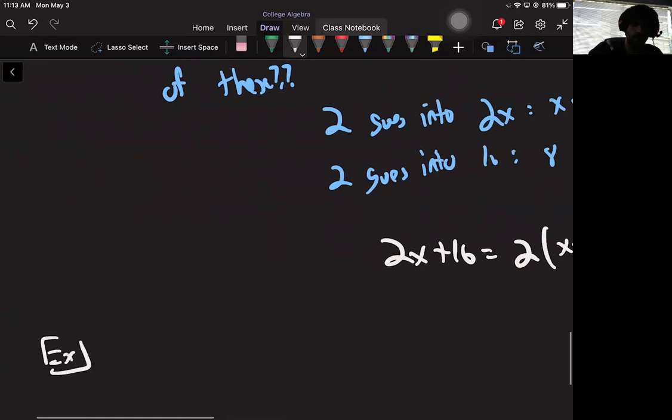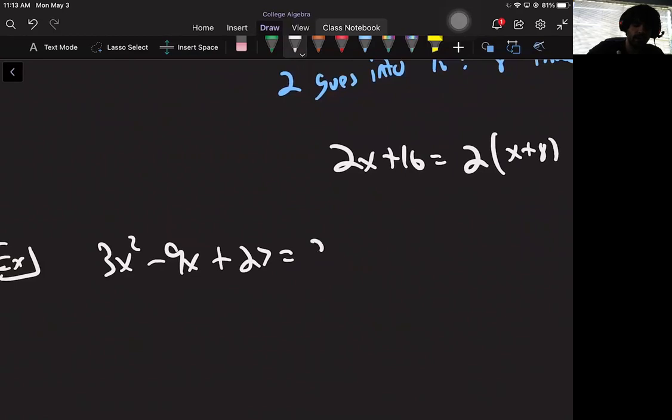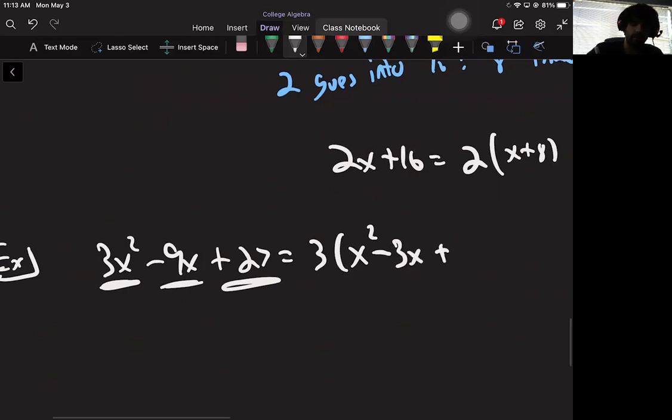And you could do it with a few more terms if you want. So like 3x squared minus 9x plus 27. Generally, we don't want to factor just by taking a number out. This is not going to be the end of the factoring, but a 3 goes into all of these terms, so I can take out a 3. So 3 goes into 3x squared 3 times. 3 goes into negative 9x negative 3 times, and 27 9 times. So that's how we could factor that.